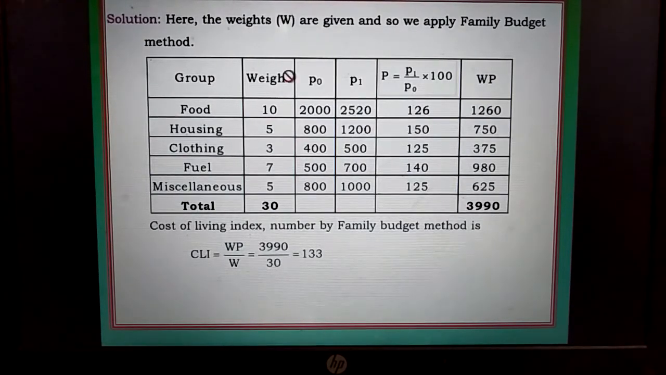And that sum of W is nothing but 30. So 3990 divided by 30 is 133. That means a 33% increase in consumer price index in the current year as compared to the base year.